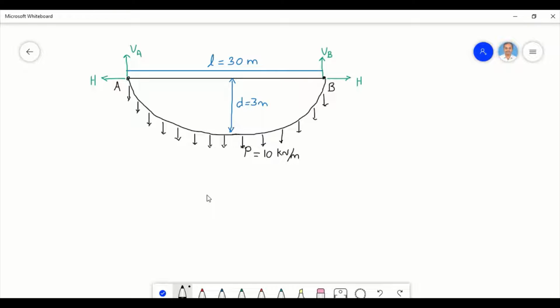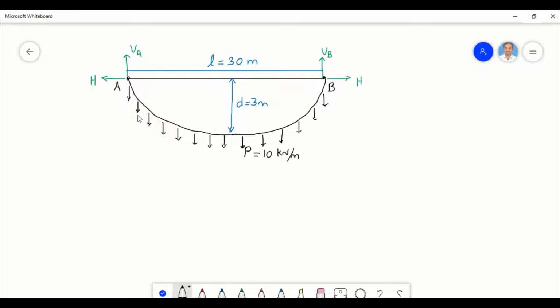Let us consider a suspension cable having a total span of 30 meters, supported at A and B at the same levels, and the maximum dip is given as 3 meters. This suspension cable is loaded with a 10 kilonewton per meter uniformly distributed load throughout its length. Now let us try to find the maximum tension in the cable.